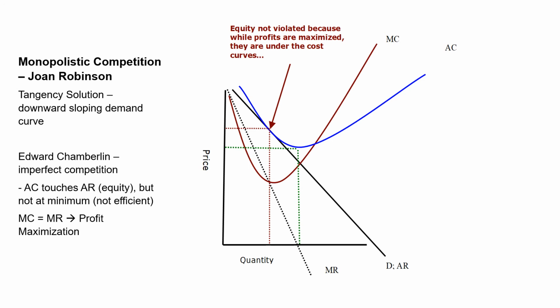Average cost is equal to average revenue, but it's not at a minimum, so it's not efficient. So we have the equity condition, meaning that the productive resources being employed receive their opportunity cost level of compensation, but the consumers are paying a bit higher and they're receiving a little bit less than they would otherwise be achieving. So we're seeing the marginal cost again is where it's equal to marginal revenue. That's our profit maximization point.